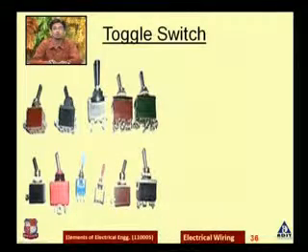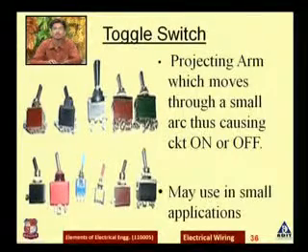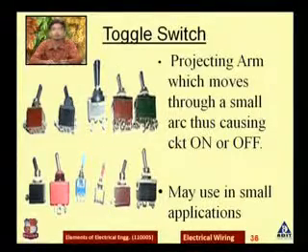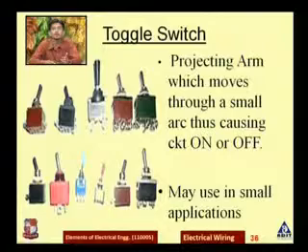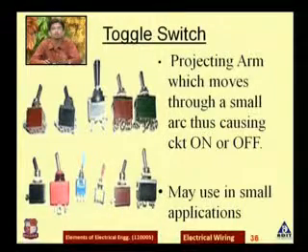These are the different toggle switches. The projecting arm which moves through a small arc and causes the circuit to turn on or off is called the toggle switch. This toggle switch is also used in starters, and may be used in small applications. As mentioned earlier, toggle switches are used in table lamps, or in some of the experimental kits where you are using only 5 volt, 10 volt or a lower voltage, right.